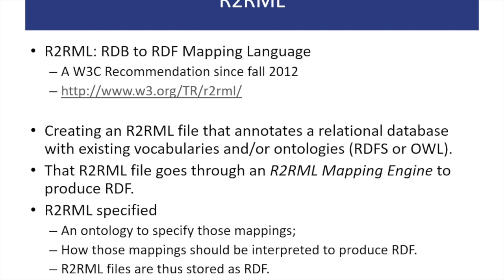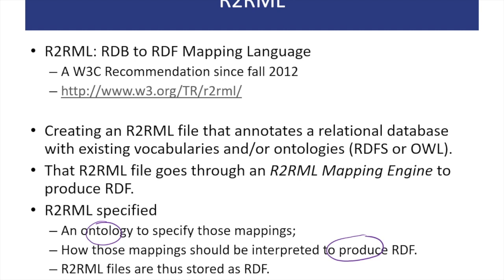The R2RML W3C recommendation does not only specify an ontology to specify those mappings, but also an algorithm that prescribes how those mappings should be interpreted to produce RDF. And this is pretty neat because the ontology provided by R2RML is a semantic web ontology. It is represented in RDF, and the R2RML files are themselves stored as RDF.